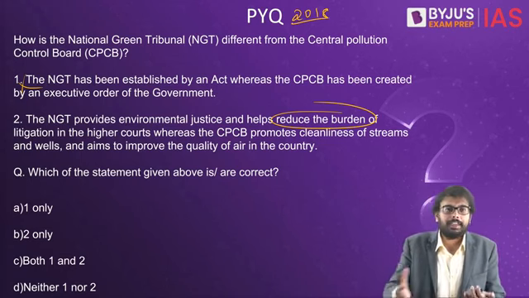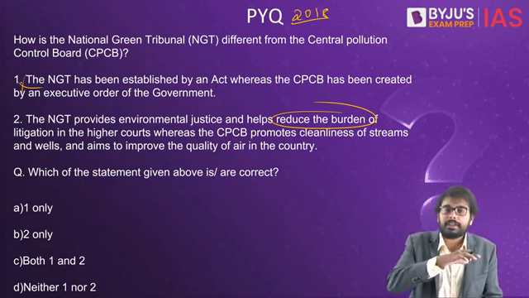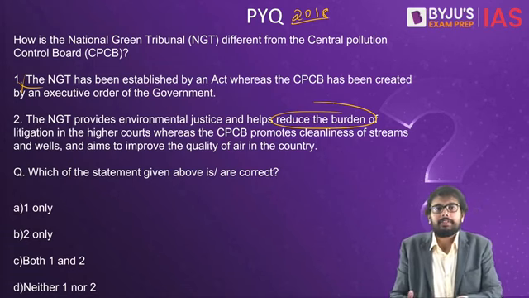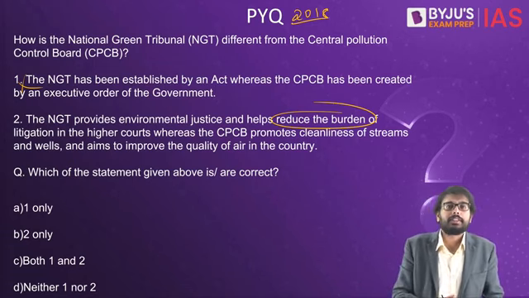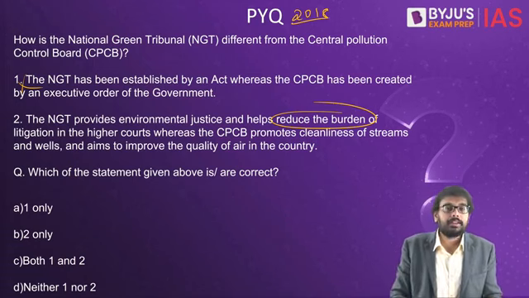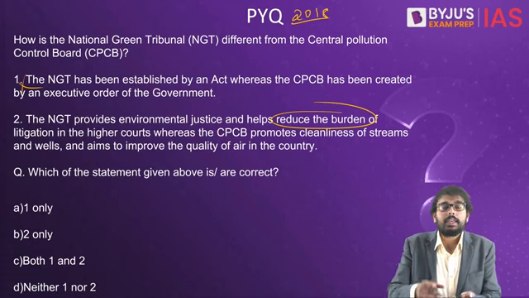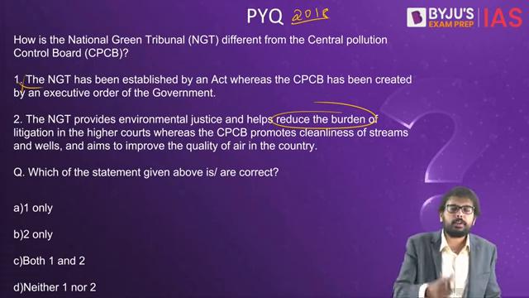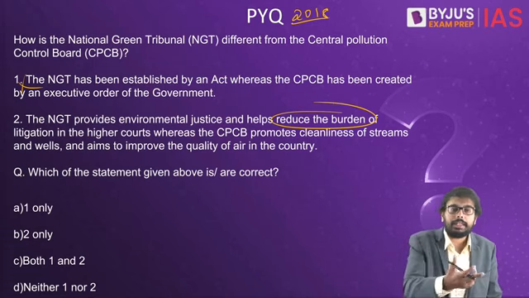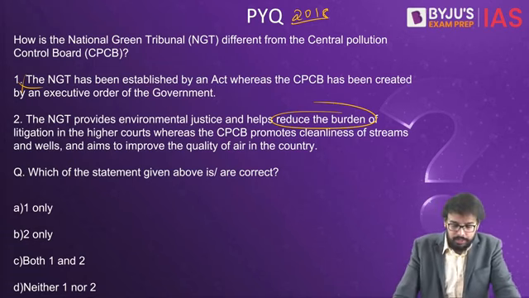So if there are any environmental cases, say, for example, deforestation, or the construction of a dam that would affect the environment, rather than going to the judiciary, this case can go to the NGT. NGT is a tribunal. It's a quasi-judicial body, so it will take up the decision, lowering the burden on the judiciary or the higher courts.